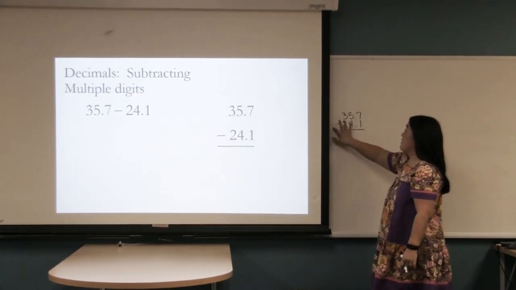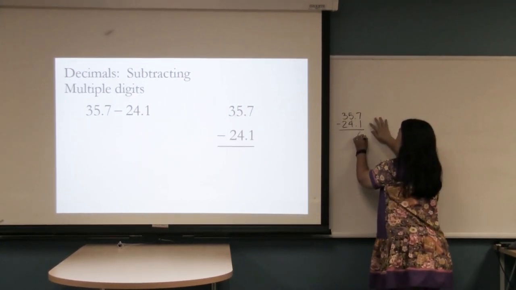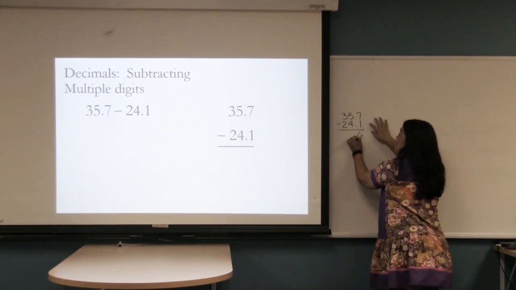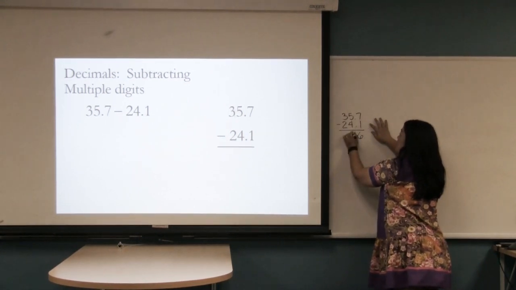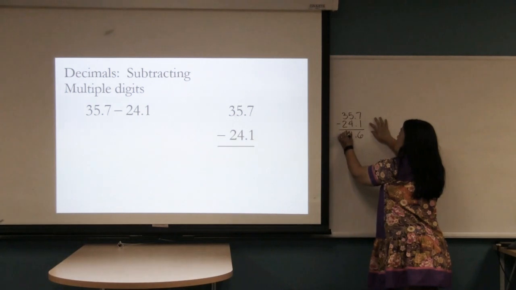We're subtracting 7 minus 1, which is 6. The decimal is still beautifully lined up. 5 minus 4 is 1, and 3 minus 2 is 1.